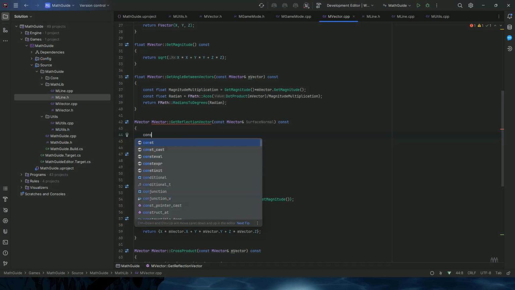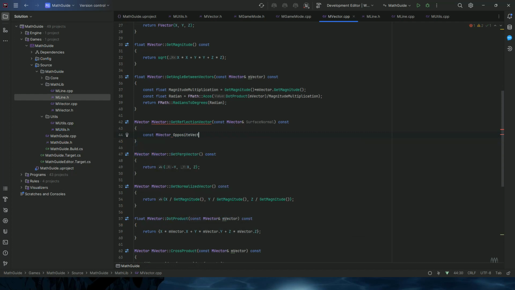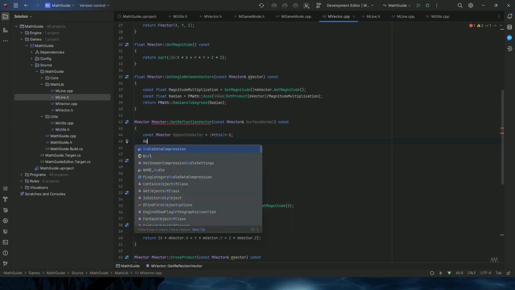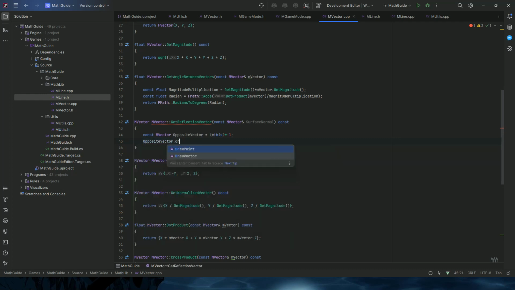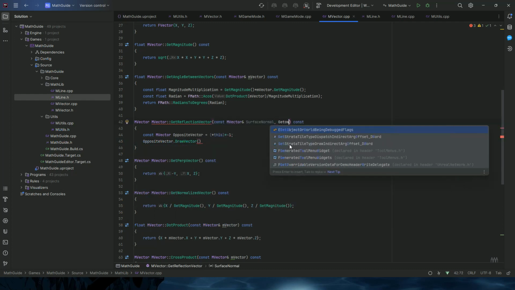So const m vector opposite vector will be equal to this vector, pointer this, times -1. It will change the current vector and give you the opposite vector. Next, we will draw the opposite vector. So opposite vector, draw vector, so we will have a clear visualization of it, and we will have one more variable, get world.